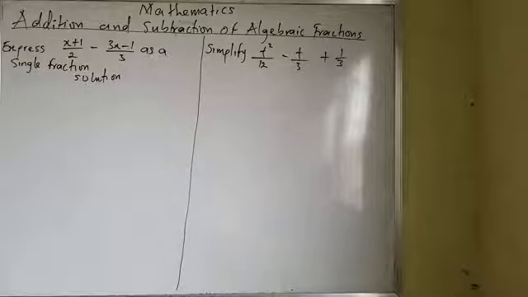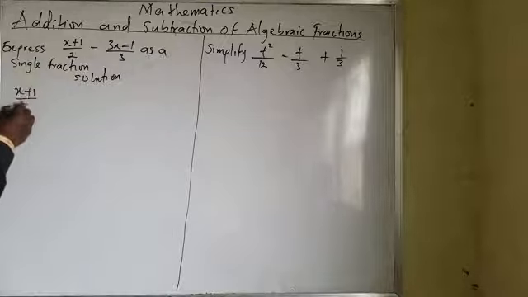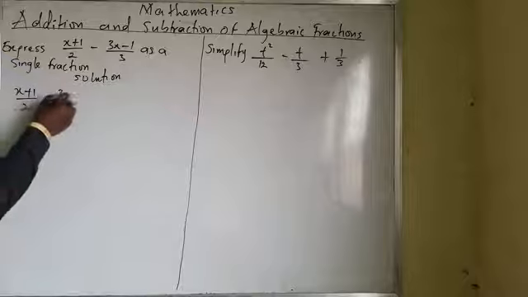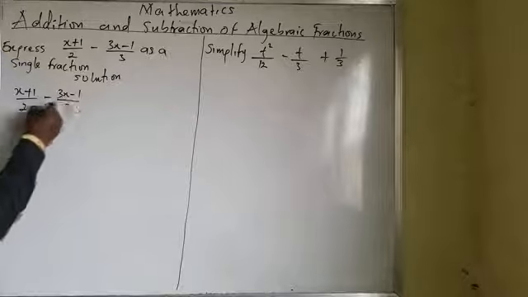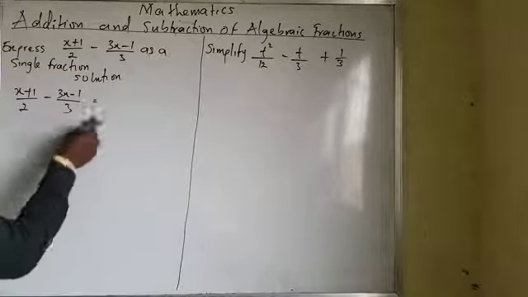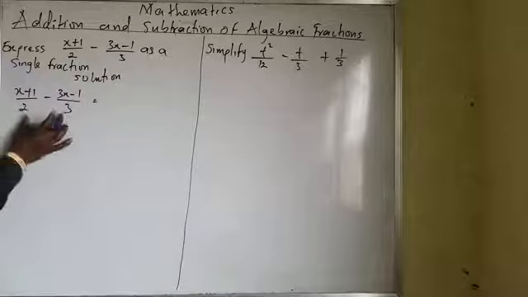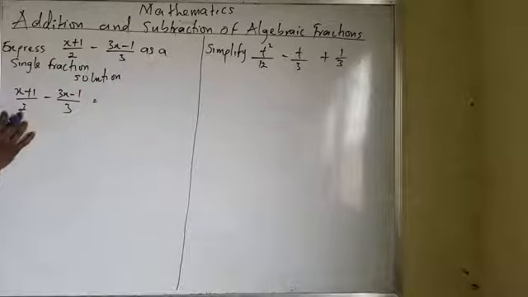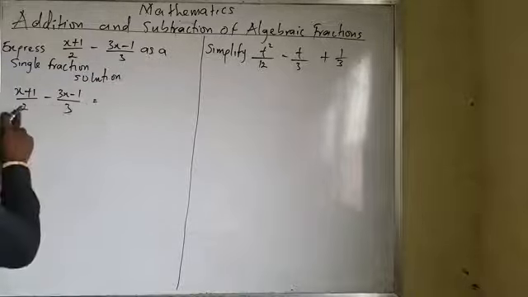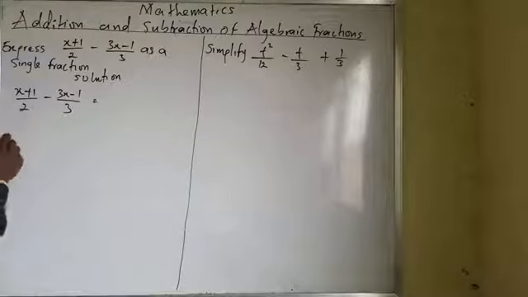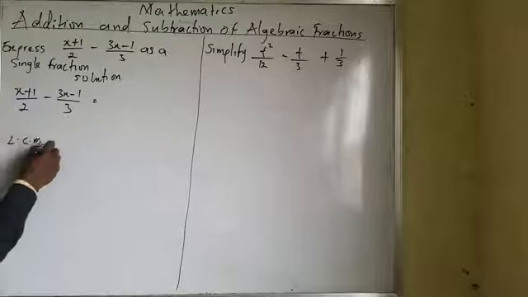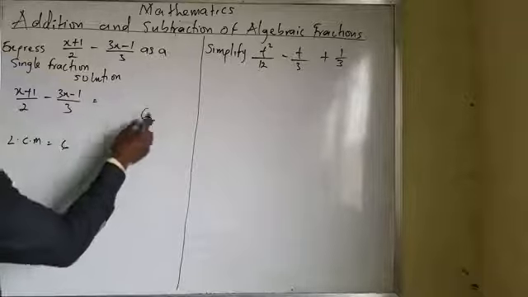It's very, very simple. The first thing you need to understand here is that you must learn to find LCM. Now, I have (x + 1)/2 minus (3x - 1)/3. The first thing you need is to find the LCM. What is the LCM? This is a prime number, this is a prime number. It means you will multiply the two together. The LCM is 6. It means I'll be having 6.